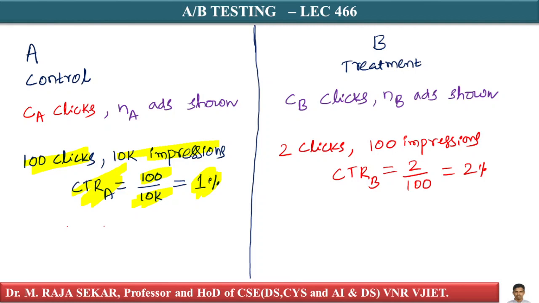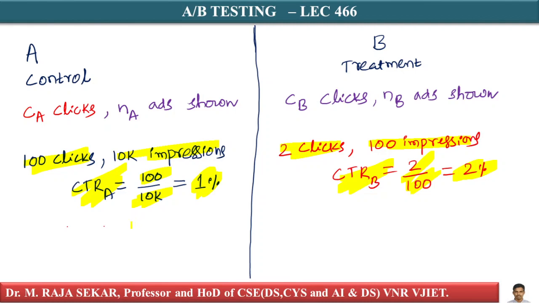Now let's look here. Let's assume I have shown only 100 ads, and only 2 clicks. What is my CTR of B? 2 by 100. That is 2%.